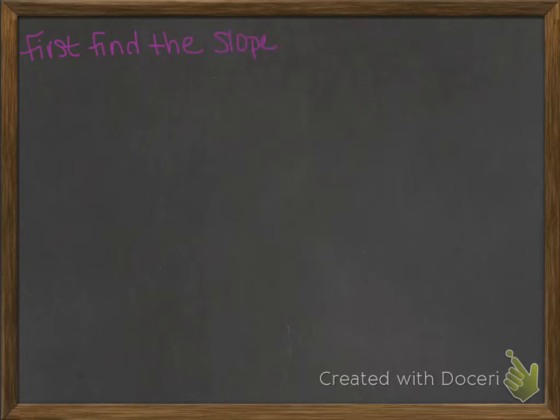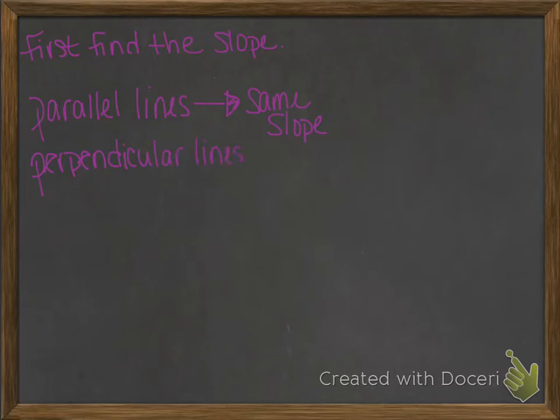Okay, so if you have parallel lines, the slopes are the same. And then if you have perpendicular lines, that's when you have opposite reciprocal slopes. So just write opposite reciprocal.